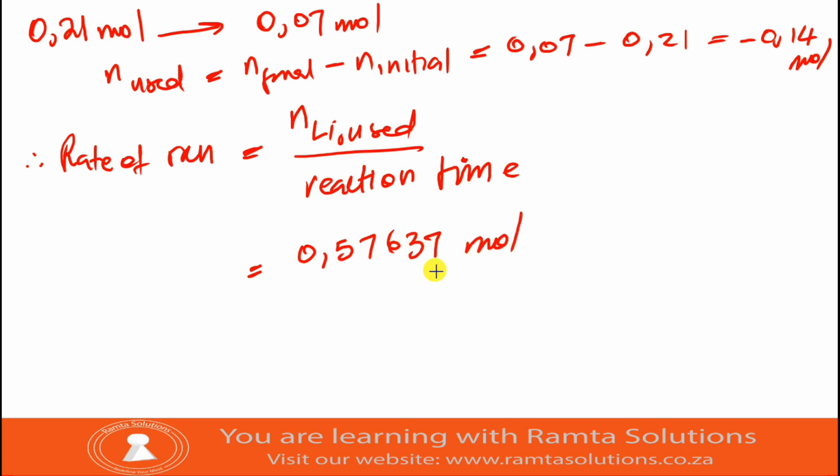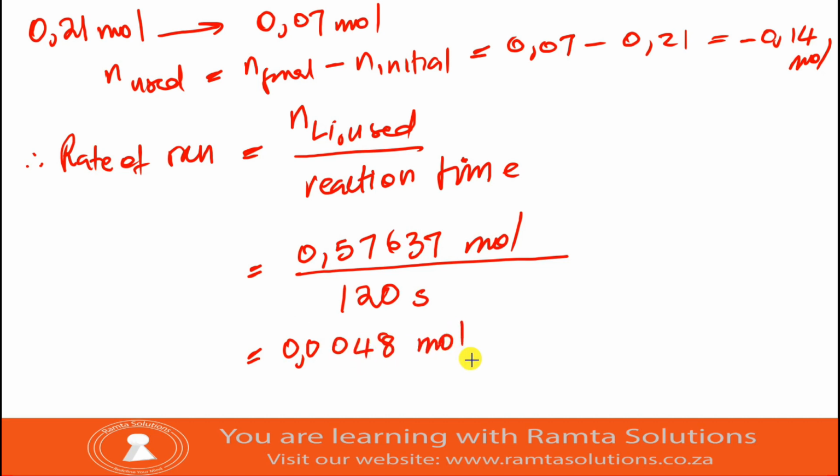57637 moles over, what is the time? The time is 120 seconds. Now let's divide my answer by 120. What is our answer? I'm going to make it correct to 4 decimal places. It's 0.0048 mole per second. Can you see that?